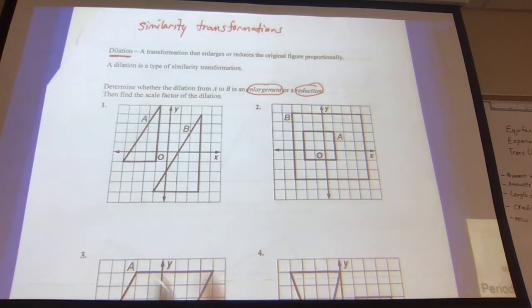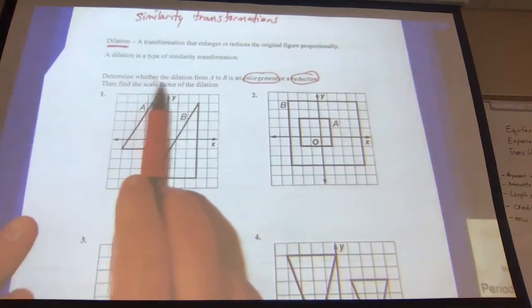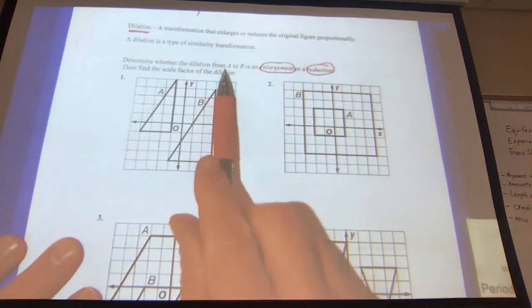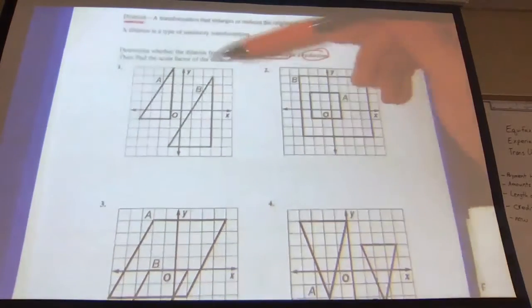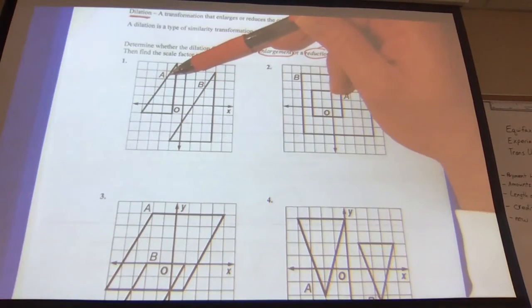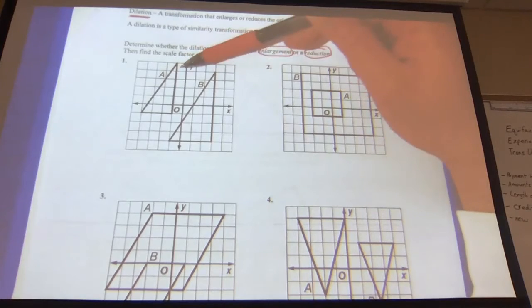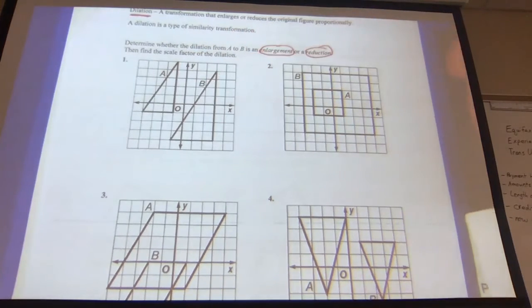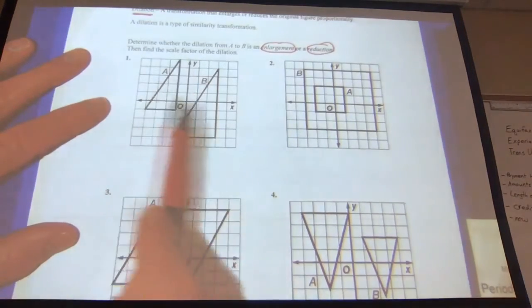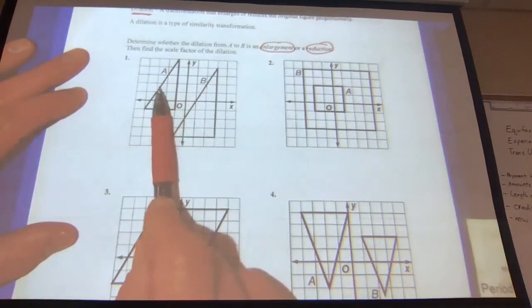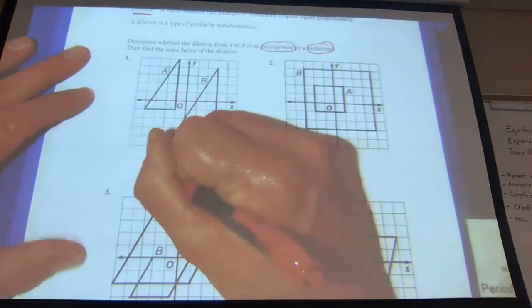And we're going to start off the same way we did just a minute ago. We're going to determine whether we have a dilation going from A to B, whether it's an enlargement or a reduction. So we're going to take the first shape as the original shape. The letter A is the original shape. Letter B is going to be the second shape. That's going to tell us whether it got bigger or smaller. If you look at the picture on number 1, letter A is smaller, letter B is bigger. To get from A to B, we had to make it bigger, so that would be an enlargement.